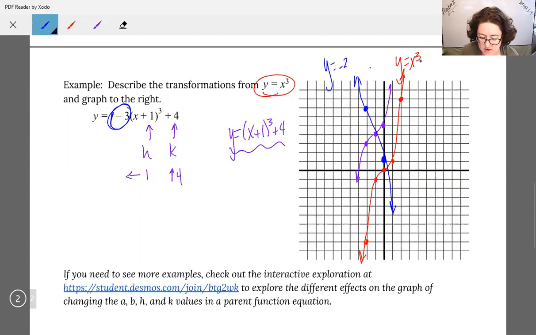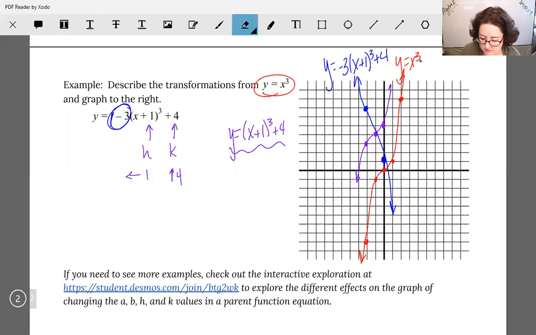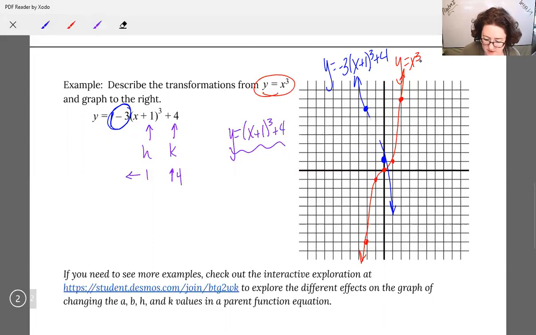y equals -3 times (x plus 1) cubed plus 4. So I'm actually going to erase my purple intermediate graph so we can see our answer more clearly. So let's get my eraser tool going. There we go. So there is our final graph with all of our transformations applied.